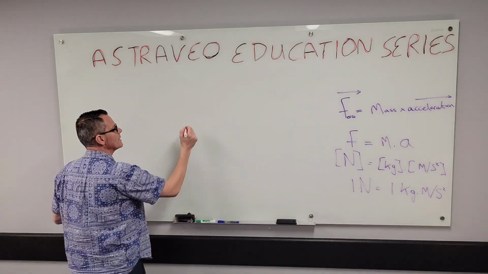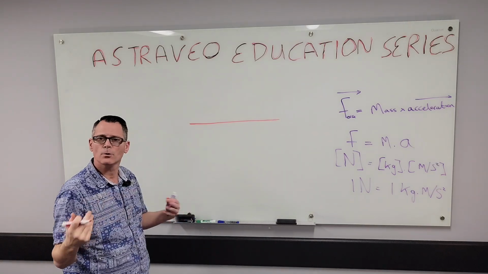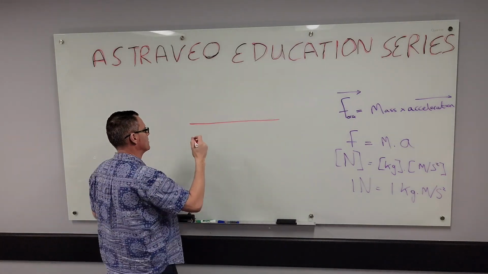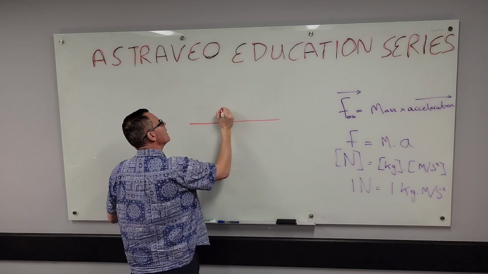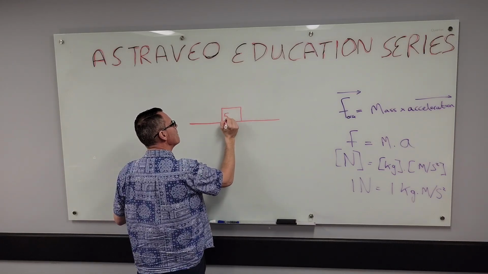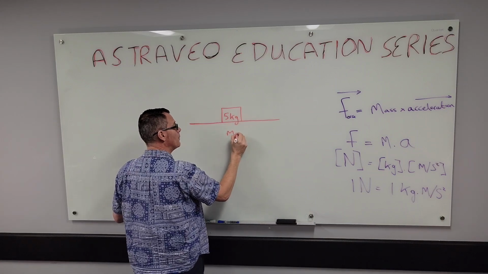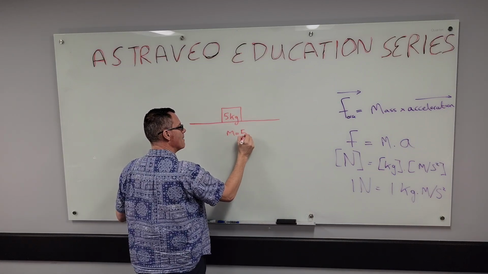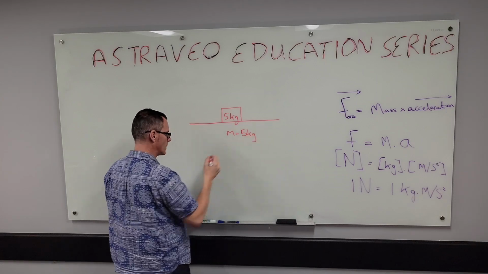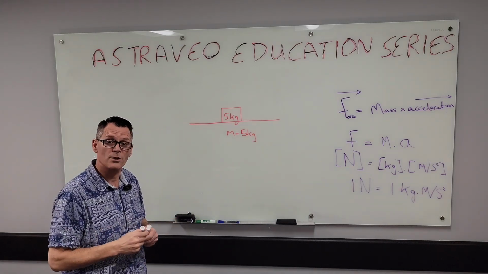So let's have a practical example. Here is a surface. Could be a table, could be the earth, it could be a stone somewhere. I'm going to give it a block. Doesn't really matter what the block is made of, but it's going to be mass 5 kilograms. So automatically we have one of our numbers: m equals 5 kilograms.